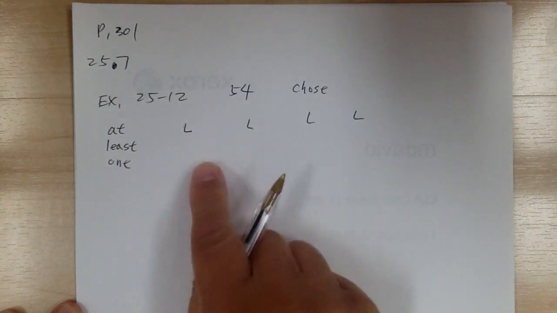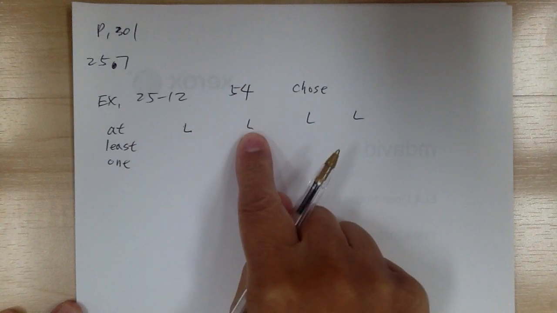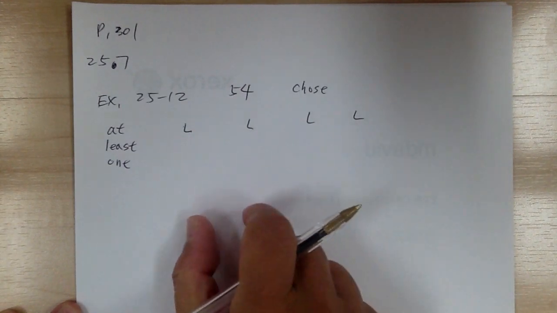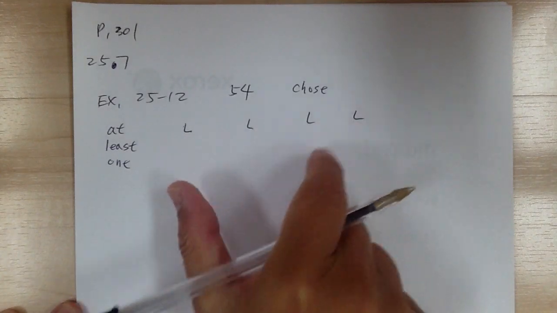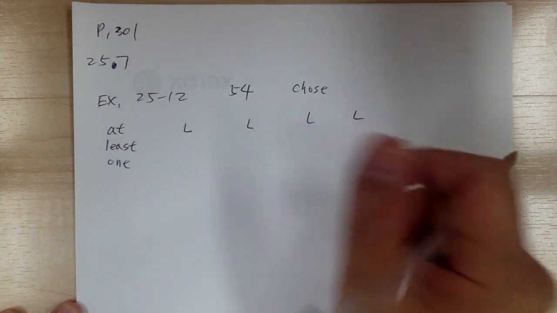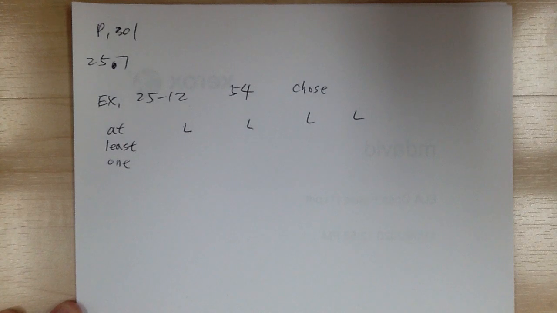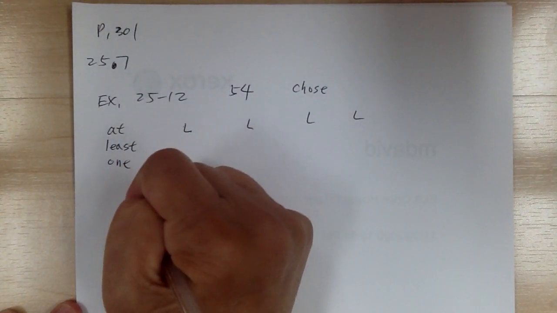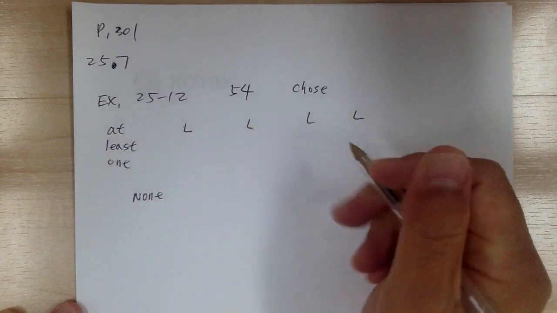Because with at least one, you can have one of these, or this one, or two of these, or this two, or this two. So it'll be too complicated, okay? So what you want to do is none of them. So do none of these, okay?